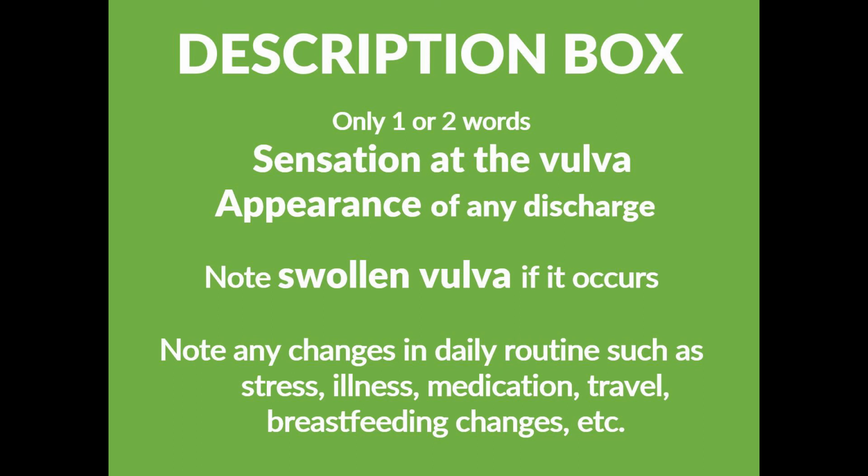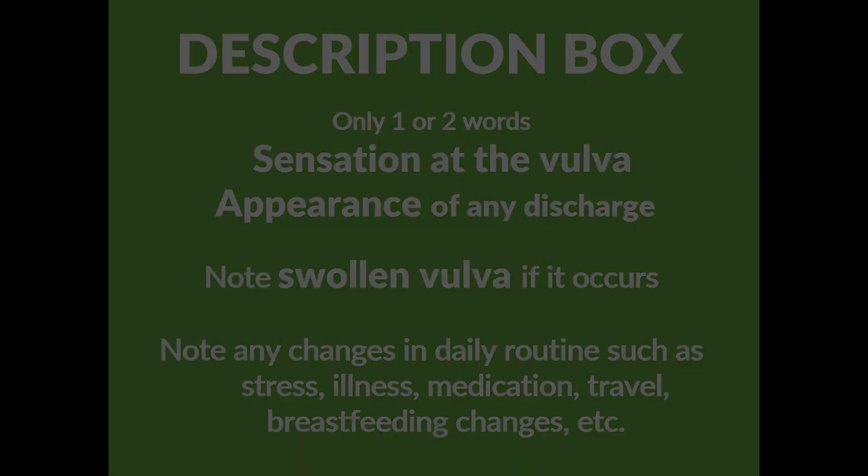Things like extra stress, and stress not only being emotional stress, but also stress on the body. So if you were starting a new workout routine, that kind of thing would be extra stress on the body. If you're traveling or if you're moving and you're carrying tons of boxes around, that would be stress on the body. So if there's any stress, if there's illness, if there's any medication changes, including vitamins, any travel, breastfeeding changes, baby sleeping through the night, that kind of thing, it's a great thing to put on your chart as well.